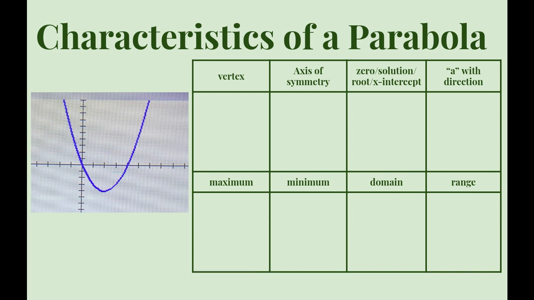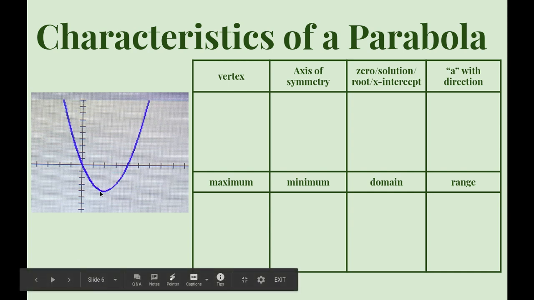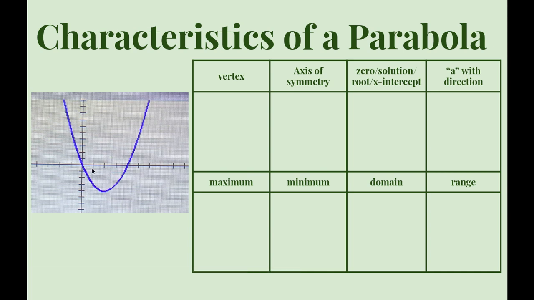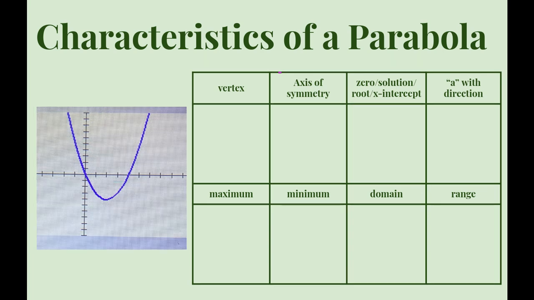The next one we have is a smile. Okay, so I wanted to show you one of each. So for this, our vertex is still the highest or the lowest point, so right here. And I can see that that's the ordered pair 2, -4, because we went down below the 0. Our axis of symmetry is always going to be x equals whatever the x value of this vertex was. So x equals 2.